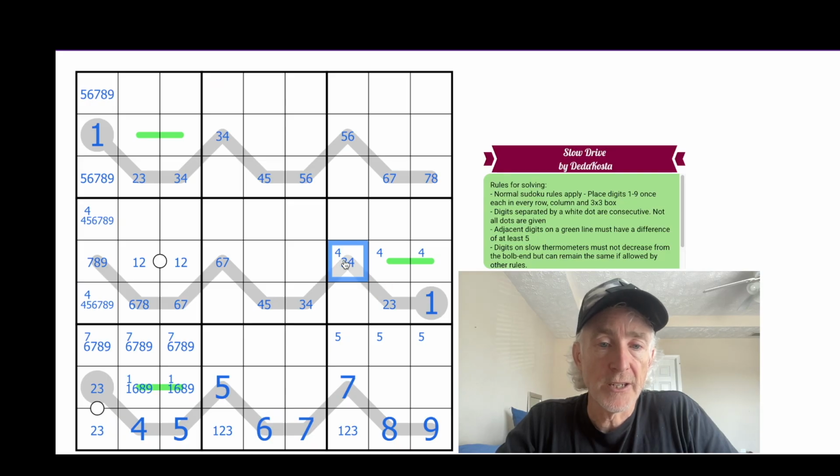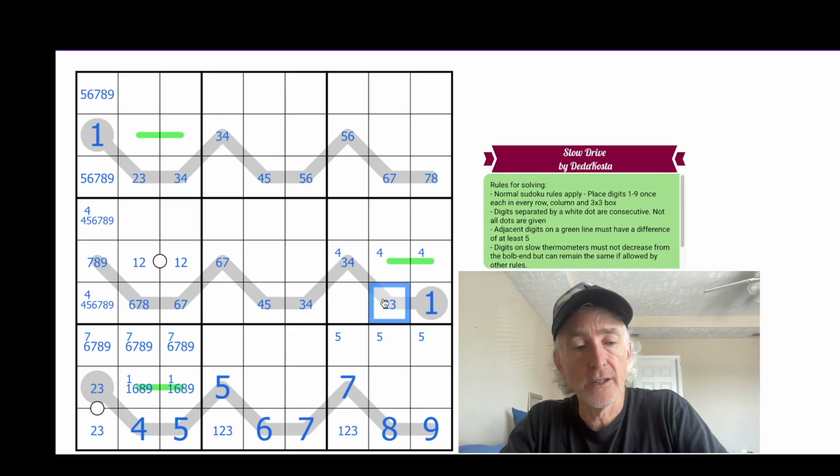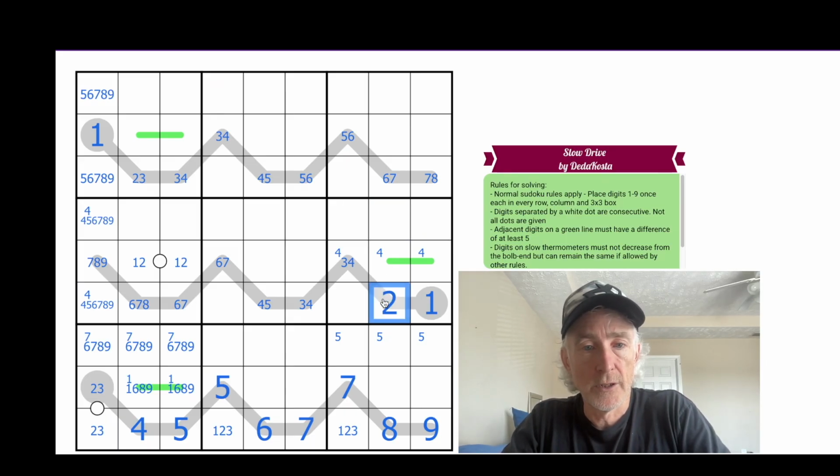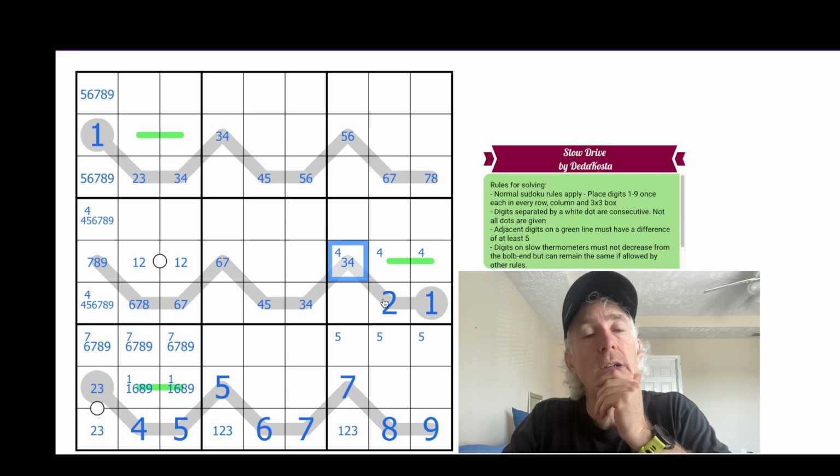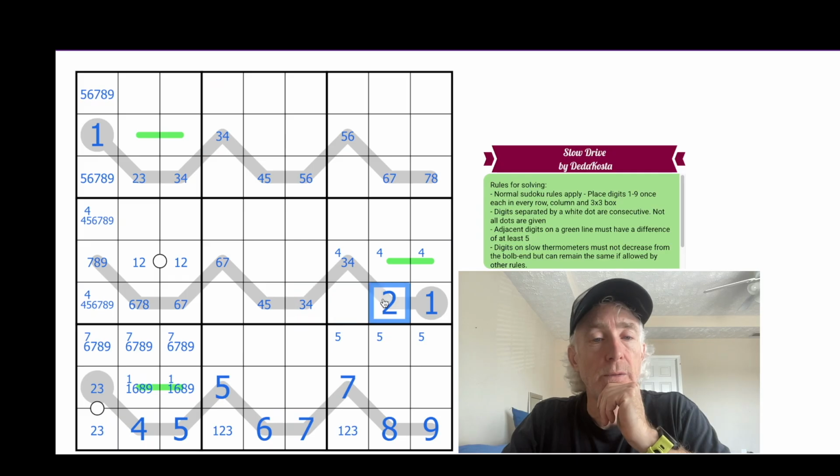This 2's not an option here. It's not going to be an option here anymore. We can't put another low number somewhere else here. So this has to be a 2. So this could still be a 3 or 4. Could still be a 3, 4. All right, so we got a 2.